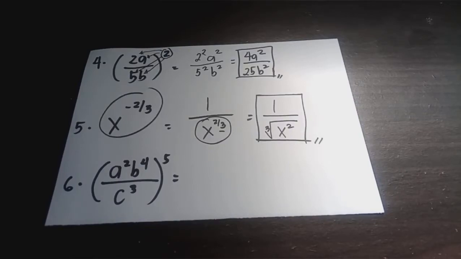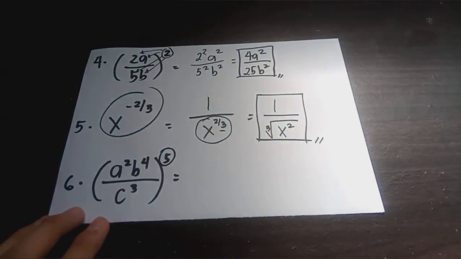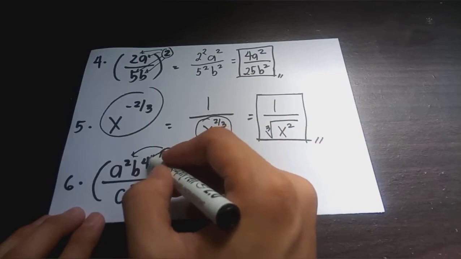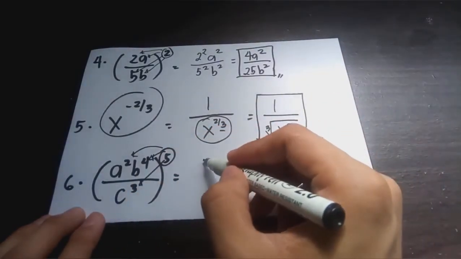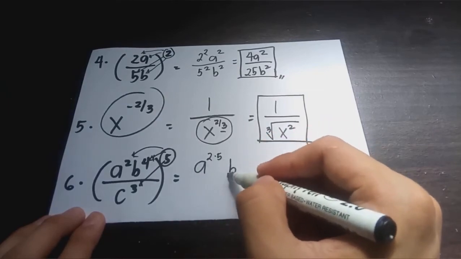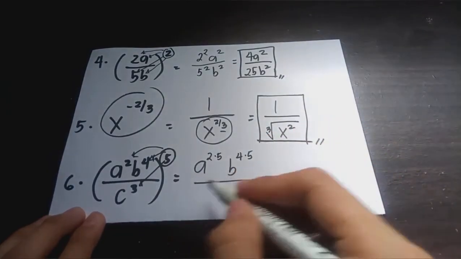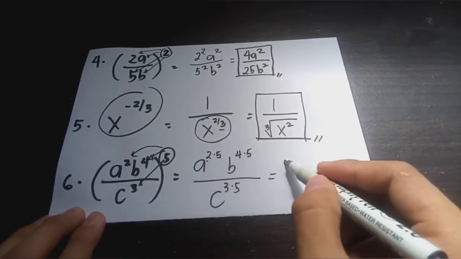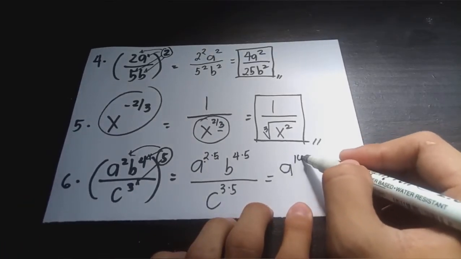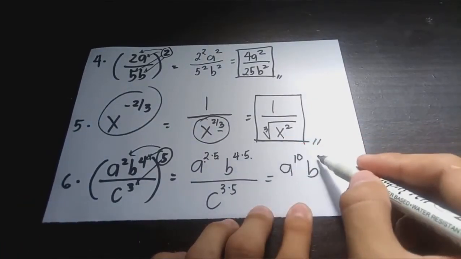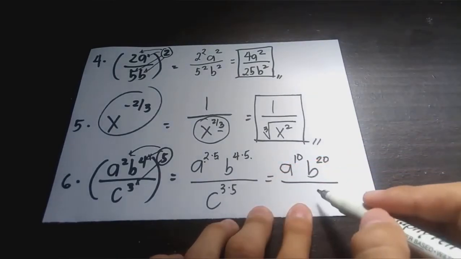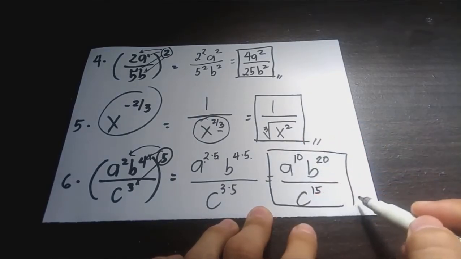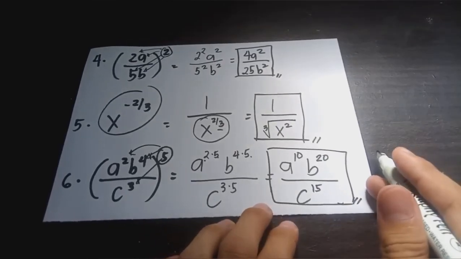Sa number 6 naman po, merong number 5 sa kanilang exponent sa labas nila. Syempre, distribute mo to, distribute mo dito, tsaka distribute mo rin dito. Mangyayari, A, 2 times 5, then B, 4 times 5, and all over C, 3 times 5. So, 2 times 5, that is A raised to the 10th power, then B, 4 times 5, that is 20, and also letter C, 3 times 5, that is 15. So, this is our answer. Okay? Ayan po ang ating lesson sa video na ito.